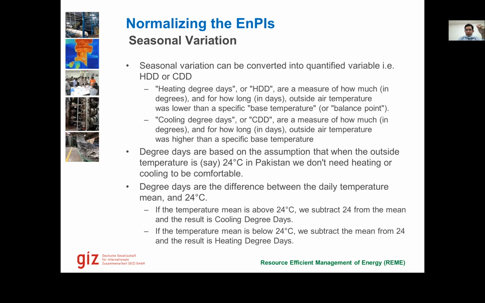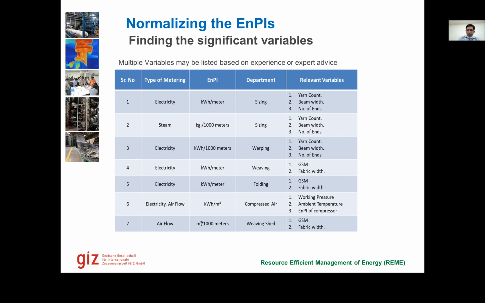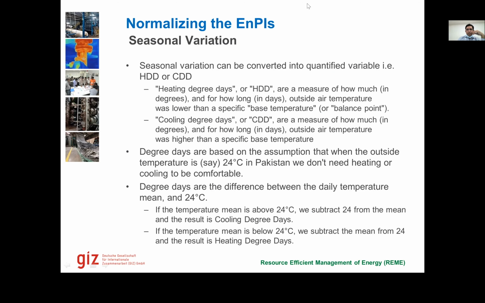And then there is a parameter called environmental temperature. For example, if you see in point number 6, we have a point called ambient temperature. How do we know what was the temperature 1 year before, for example? So there is a measure called heating degree days and cooling degree days, HDD and CDD. So heating degree days are a measure of how much in degree Celsius and for how many days outside temperature was lower than our base temperature.